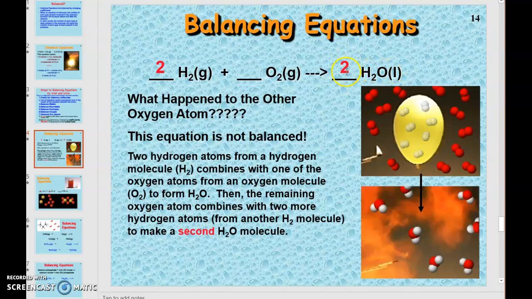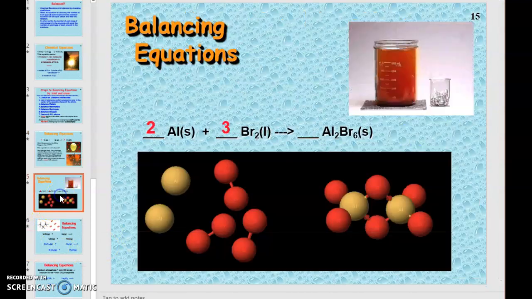So we could put a coefficient of 2 here, and that would make there be 2 oxygen atoms present, but it would also make there be 4 hydrogen atoms present. 2 times 2 gives you 4. So you would come over here and add a 2 coefficient as well, and that would make it so that there are now 4 hydrogen atoms on the left side. So you could check yourself and see that there are 4 hydrogen atoms on the left and on the right of the arrow, and then 2 oxygen atoms on the left and the right.